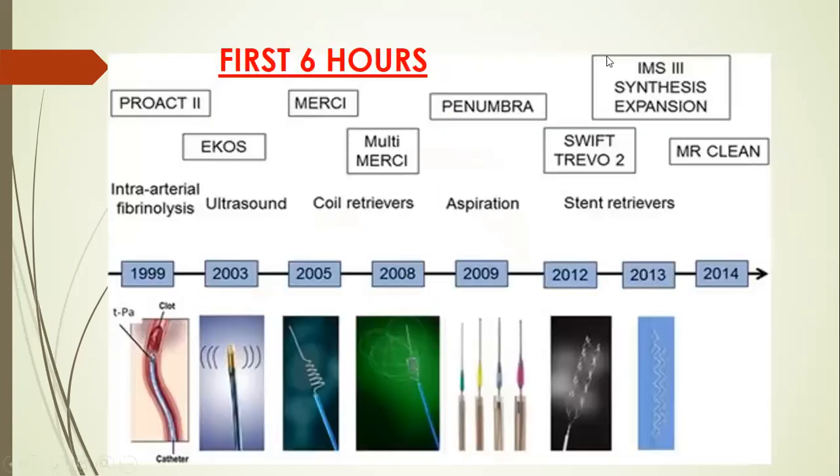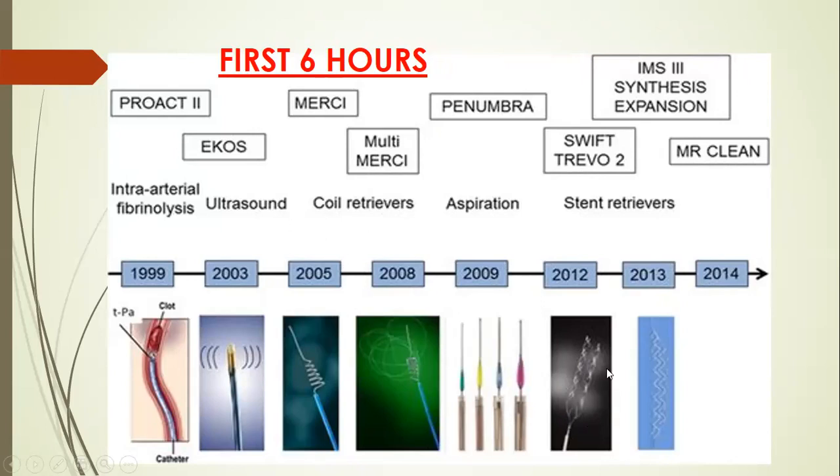Okay, go back to the history, past history. In 1999, they started with intra-arterial fibrinolysis by using urokinase. Due to the hemorrhagic conversion and a lot of complications, they stopped doing it. Then in 2003, they started ultrasound probe guided mechanical thrombectomy. And in 2005 to 8, they did coil retrievers. And 2009 to 12, they used aspiration devices. And the recent trend would be stent retrievers.